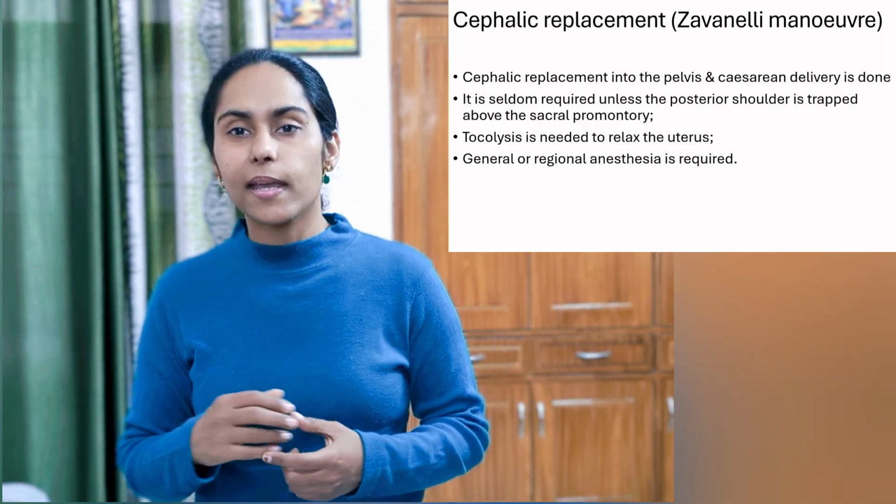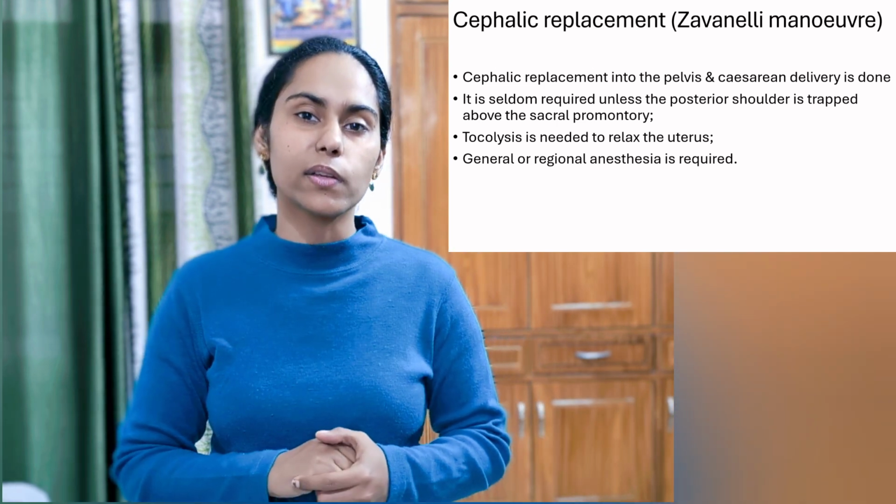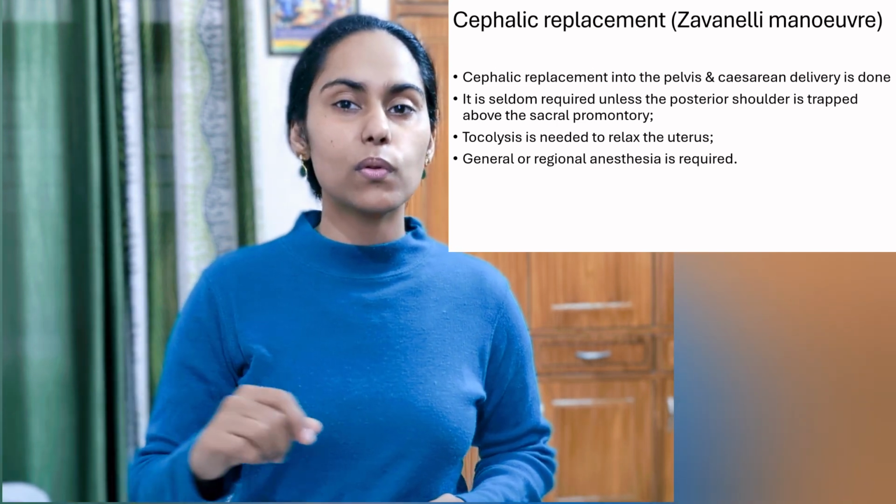So the first maneuver that we have, the safest of all these destructive maneuvers, is the Zavanelli maneuver. In the Zavanelli maneuver, you provide adequate uterine relaxation, and then you replace the fetal head back in the uterus, and you go for a cesarean delivery.